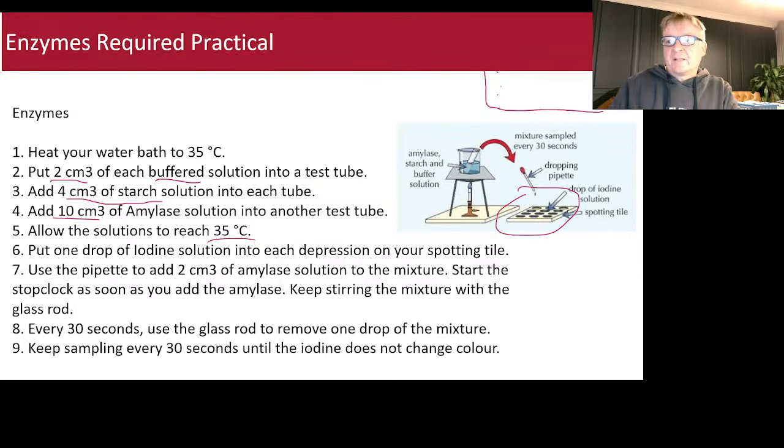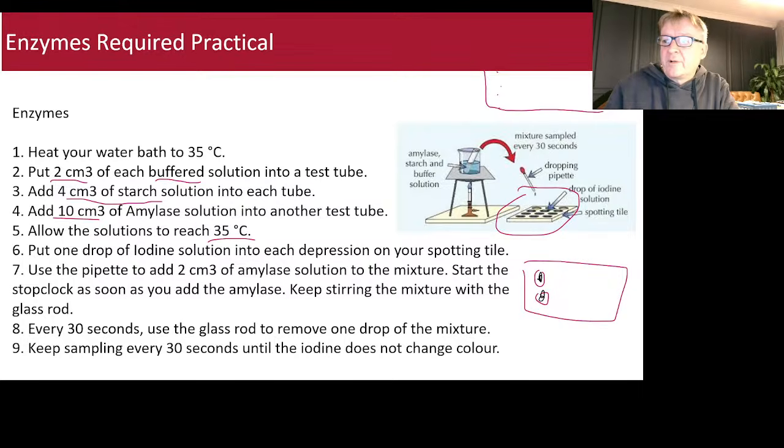Use a pipette, 2 centimetre of amylase solution to the mixture, start the stop clock. So basically then what you're doing is you're going to get some amylase and you're going to mix it with the starch and the buffer solution. When it first starts, you're going to have your spotting tile, and the first one is just going to go black, right? Because you've got the starch still in there. Okay, so it's going to go black.